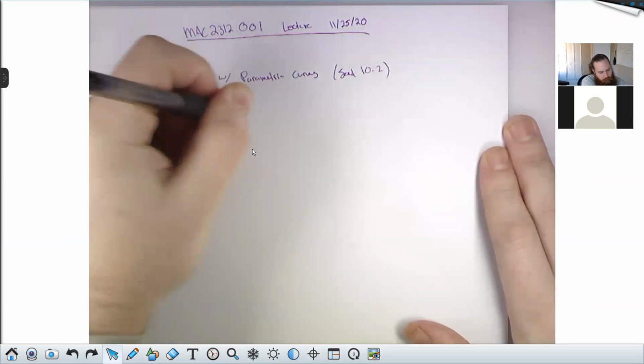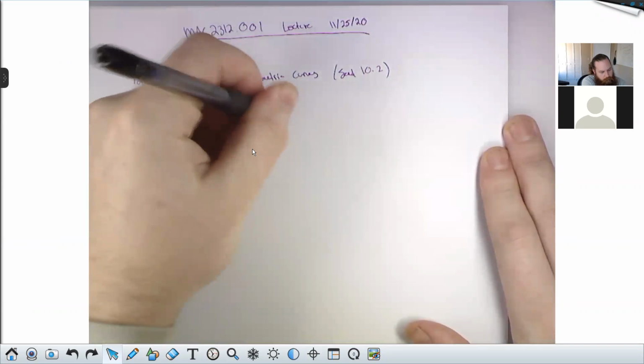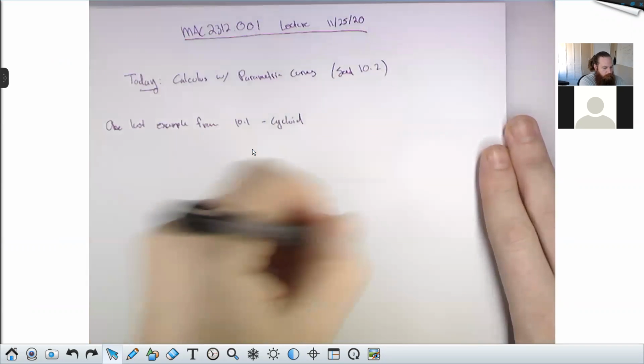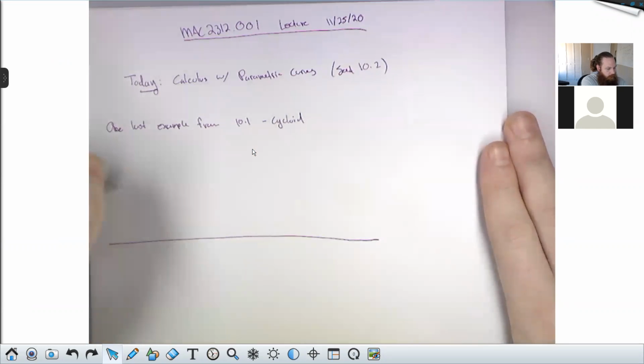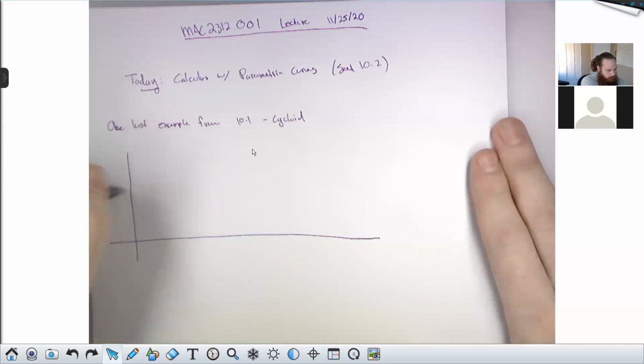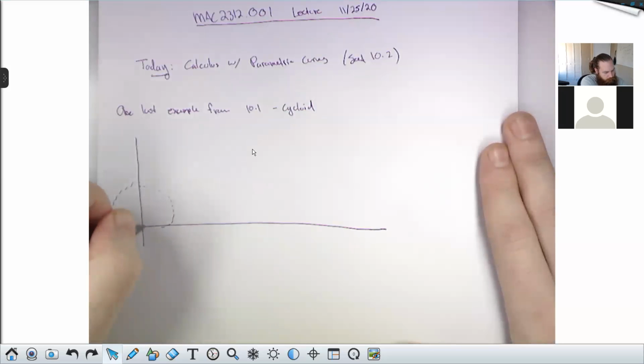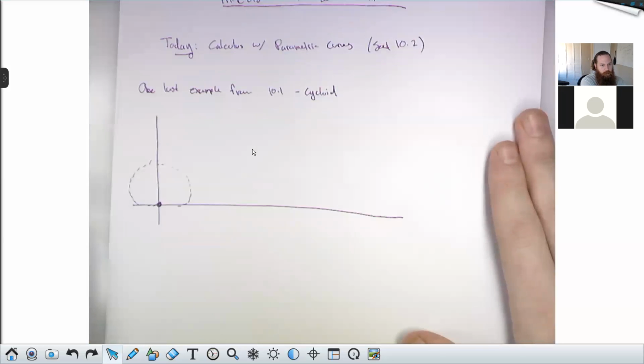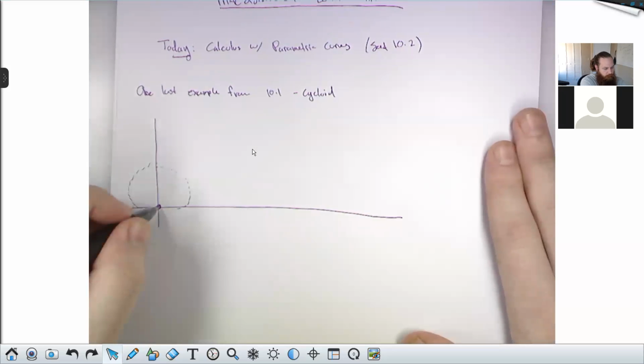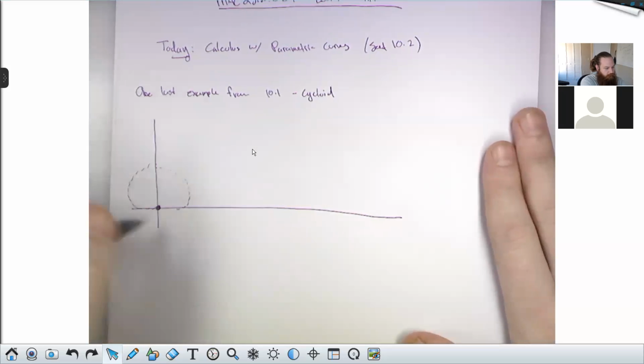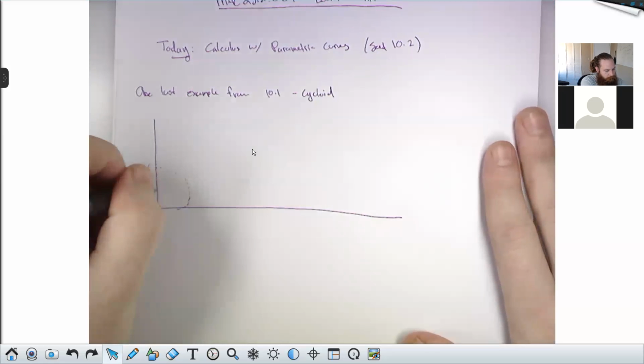From 10.1. So if you can picture that particle doing what it was doing there, the way that you get that curve is by starting with a circle and tagging a point on the circle. Think of this as like a reflector on a bicycle wheel.